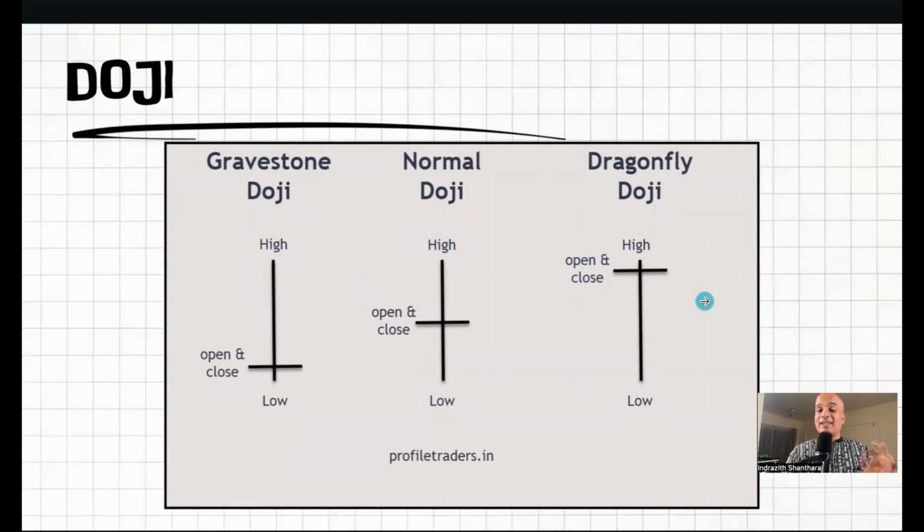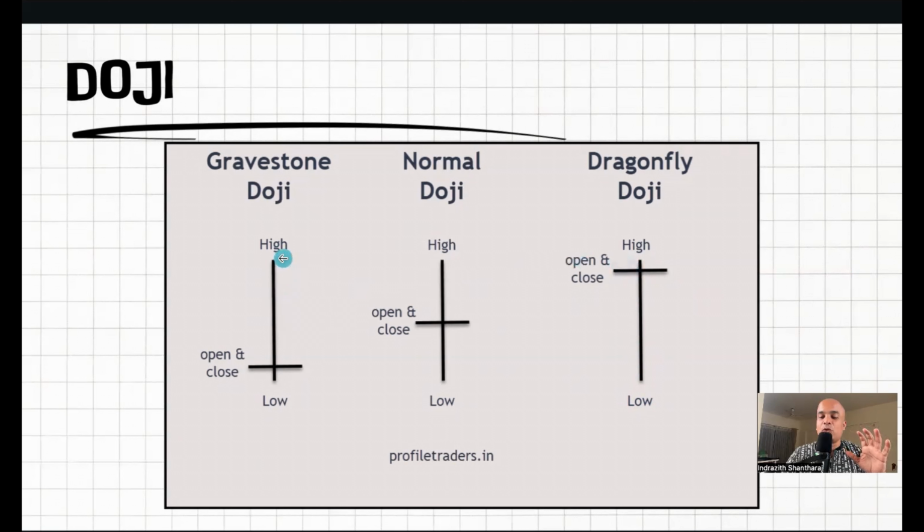Now the third one is the dragonfly doji. In this case, this is a bullish doji. See here, price opened here, sellers pushed the price till here. However, the buyers are very, very strong and they pushed the price back to the open level, right? Which means this complete price level indicates buying, whereas only this much indicates selling. So these are the three different types of doji.